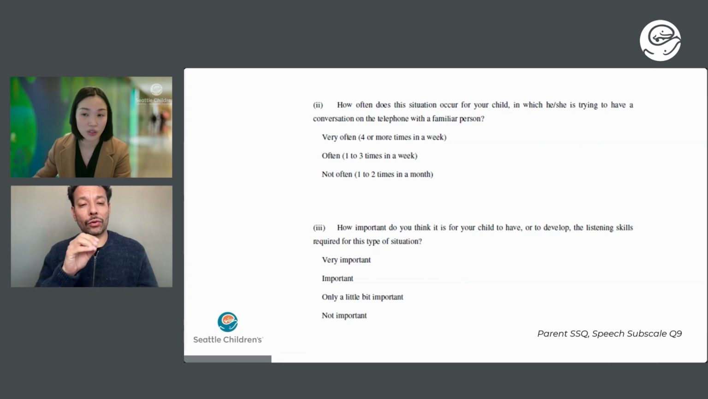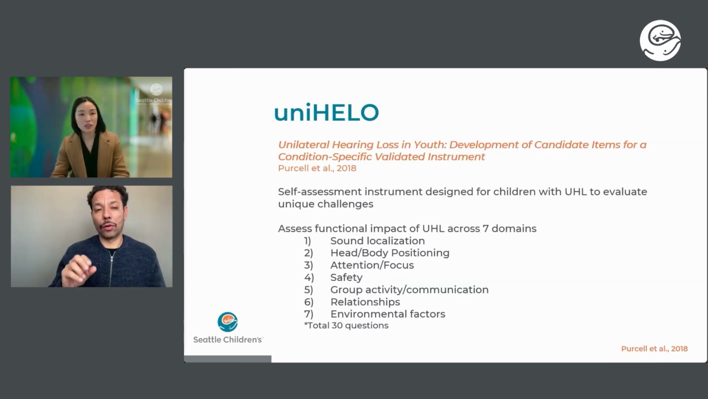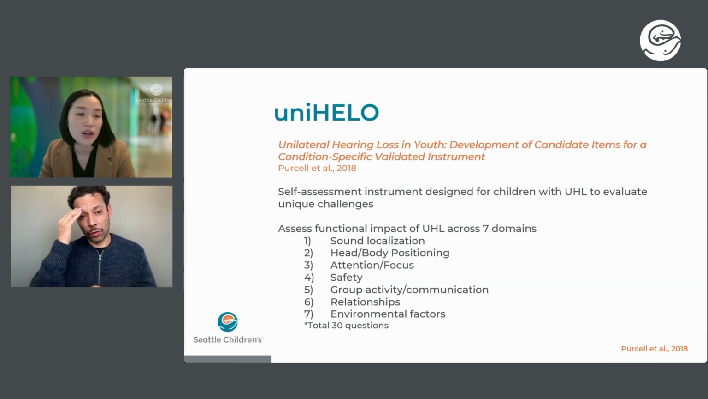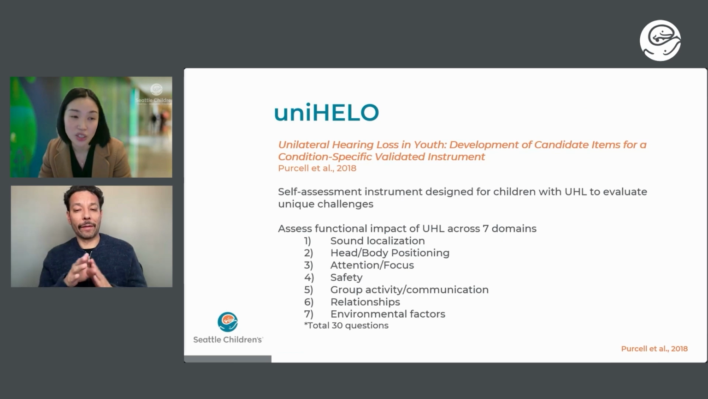So that's our pediatric SSQ, and we're about to talk about a study in which we compared it to a different tool called the Unihilo. The Unihilo is also known as the Unilateral Hearing Loss in Youth Instrument, and it was developed by Purcell et al. here at Seattle Children's in 2018 with a team. It's a self-assessment instrument designed for children with unilateral hearing loss to evaluate unique challenges.